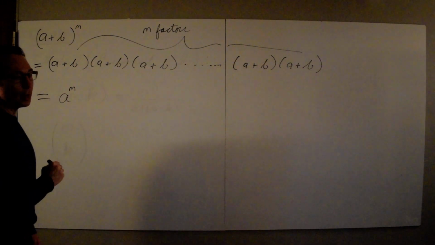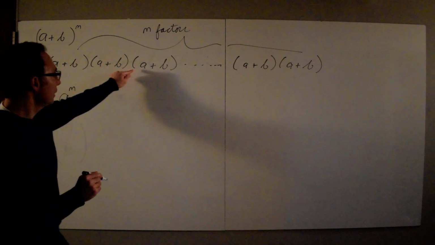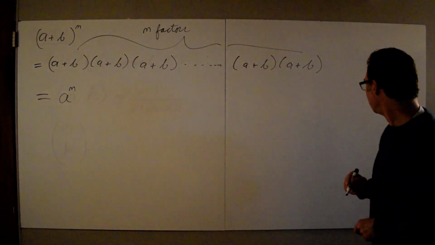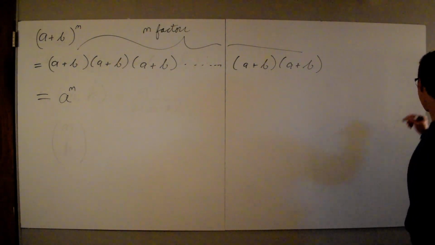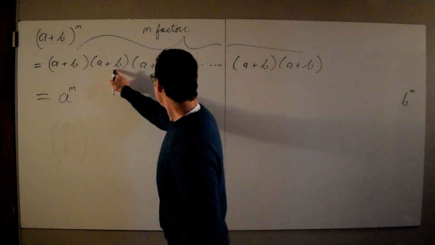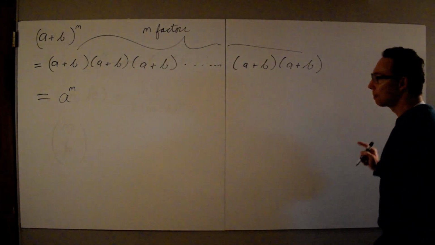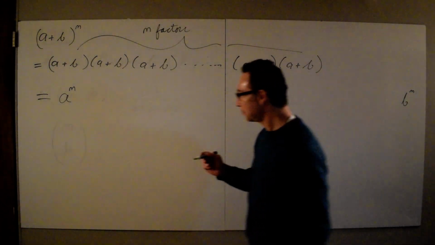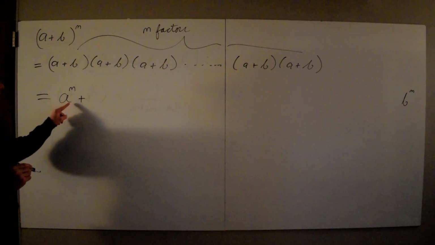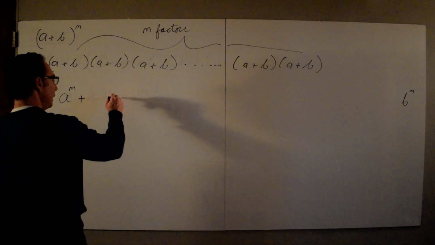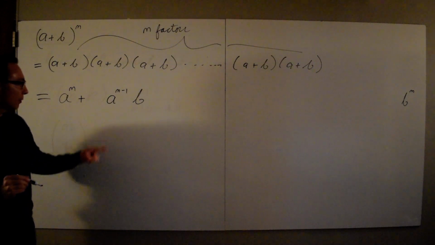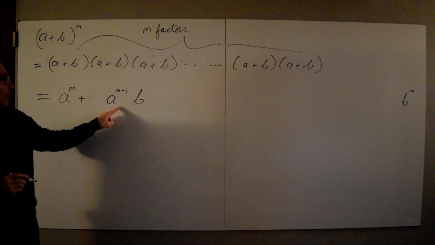First of all, you have an a to the n term. You take a times a times a down through these n factors, and you have an a to the n term. At the end, you have a b to the n term, because you have b times b times b. What about the middle terms? We have an a to the n minus 1 times b. We have these types of terms. The question is, how many do we have?